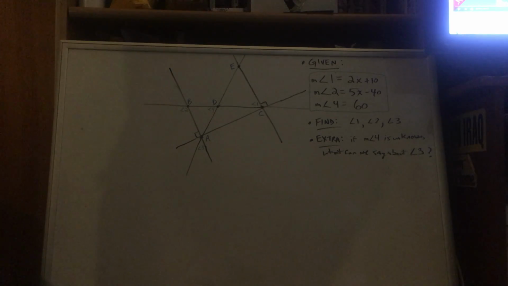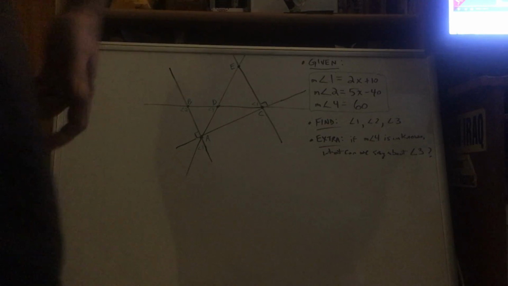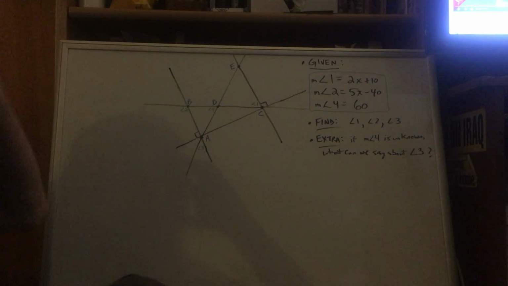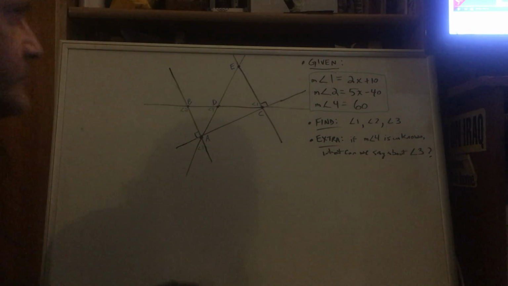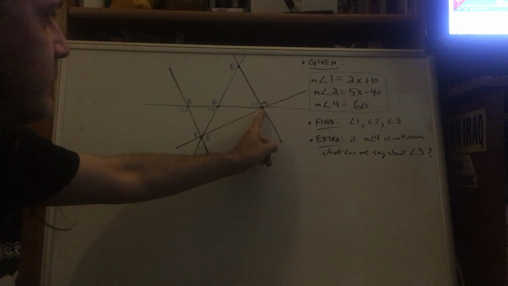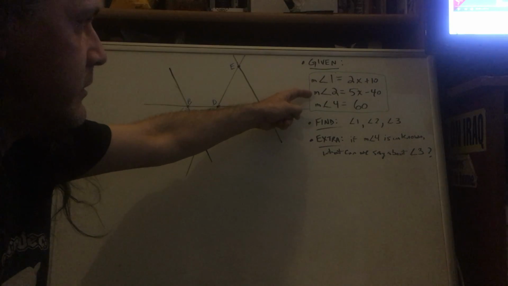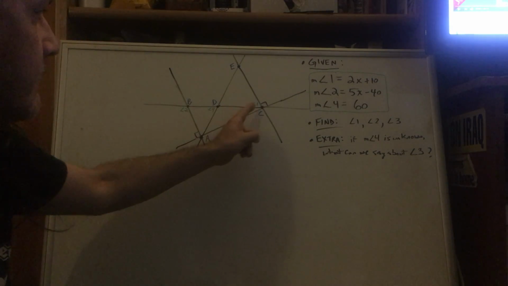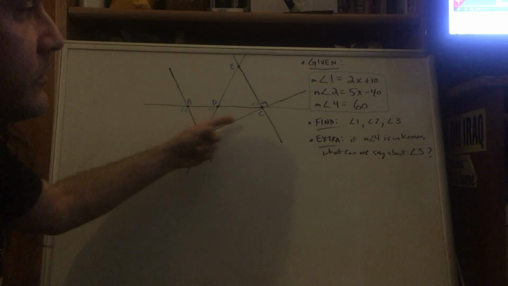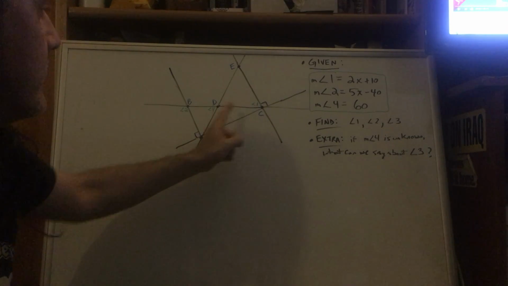Alright everyone, this is the warm-up problem I gave you last, so I'm going to go over it now. You're given some expressions for angle 1 and angle 2, and then you're told this angle is 60 degrees, and so what we want to do is find angles 1, 2, 3.